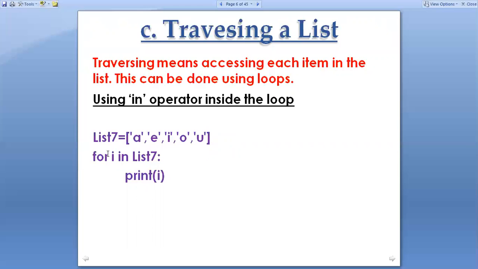So here for is a repetition loop, looping, iteration. It repeats a number of times. There are two loops we can use in Python: one is a for loop, another is a while loop. For i in list7. What is list7 here? It is storing the vowels. So i is a counter variable. It will begin with 0. The loop will start from 0 and work till the last value in the list.